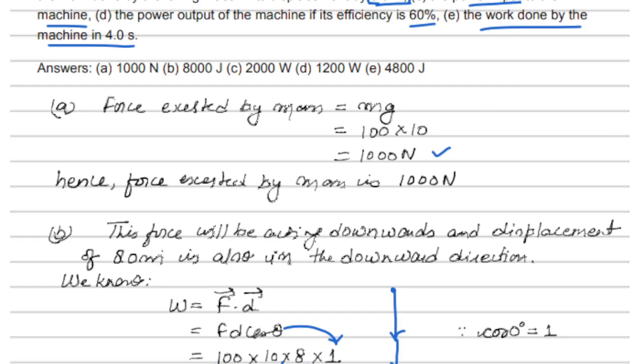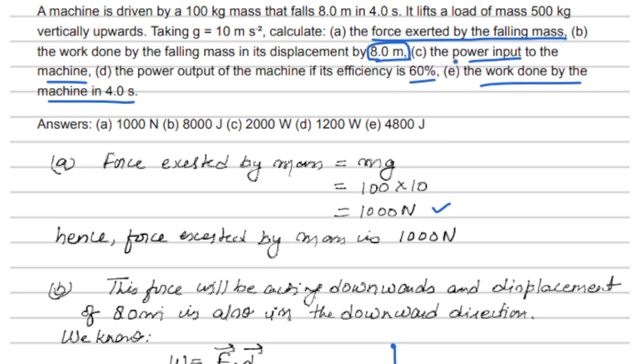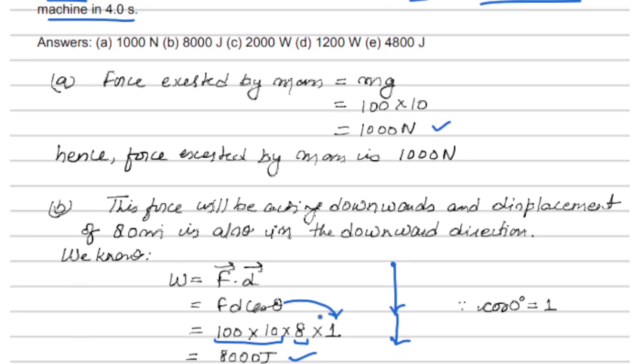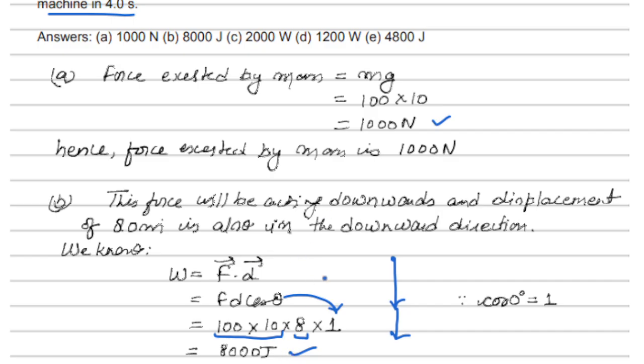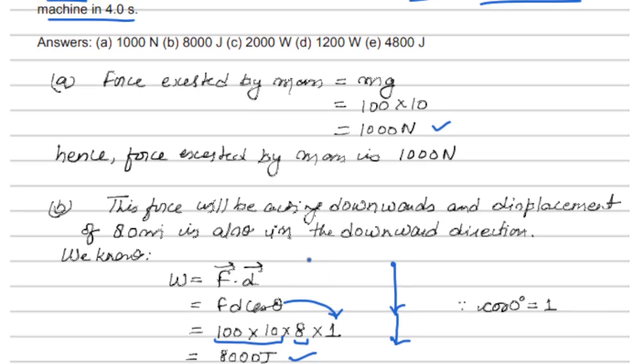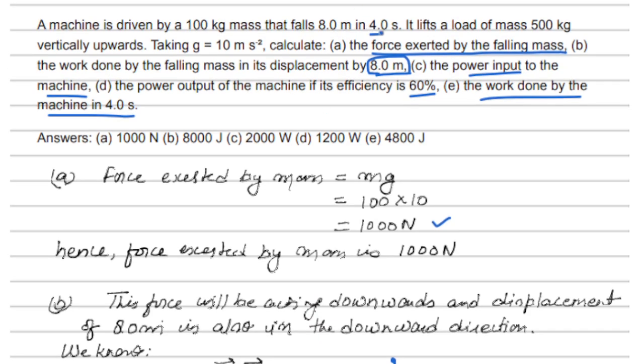Now they are asking in the third part for the power input to the machine. So this much work is done on the mass which is falling. And this mass is falling in 4 seconds.